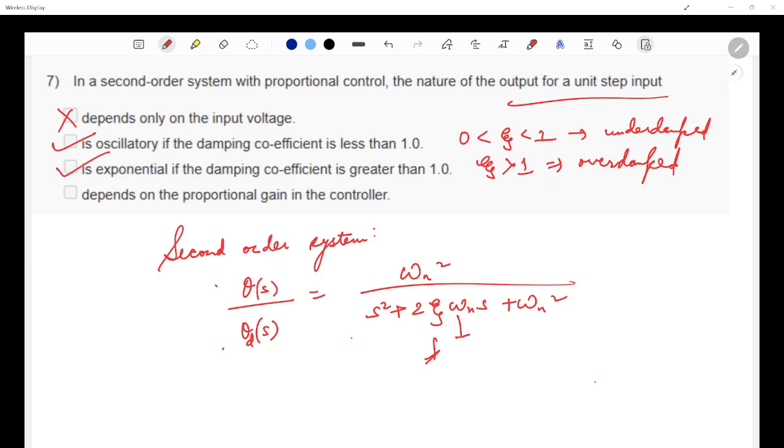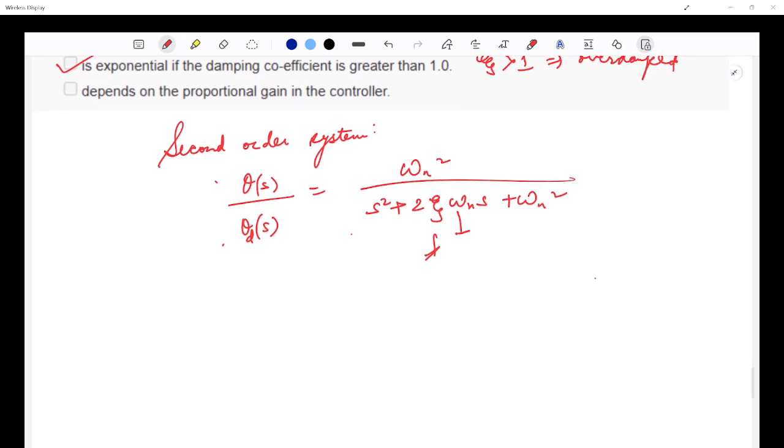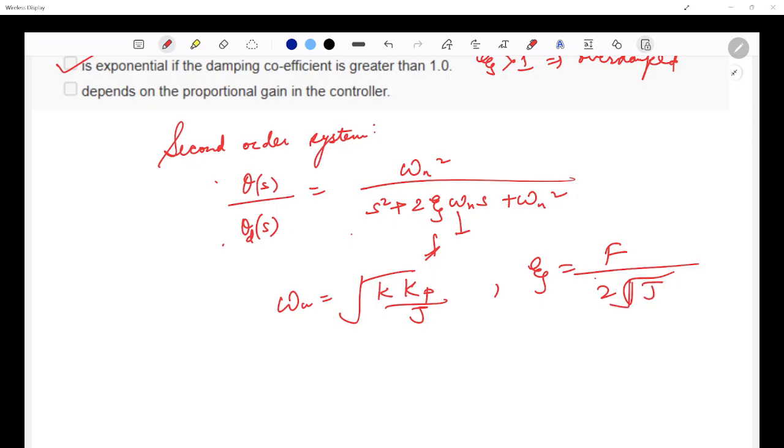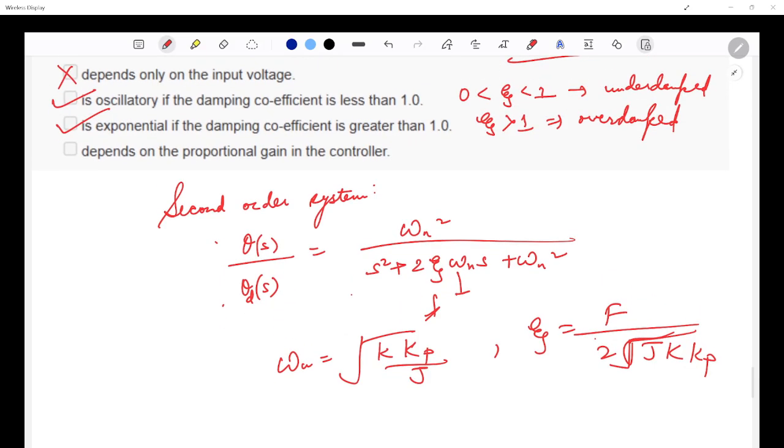The fourth option is depends on the proportional gain in the controller. You can directly refer to the lecture for this. You might have seen that there we get omega n equal to the square root of k Kp upon J, and from there we get zeta. We were just using a proportional controller there, right? Zeta is f upon 2 J root k Kp. So changing Kp changes omega n, changes zeta. Therefore it changes the system behavior. That is why this is also correct.